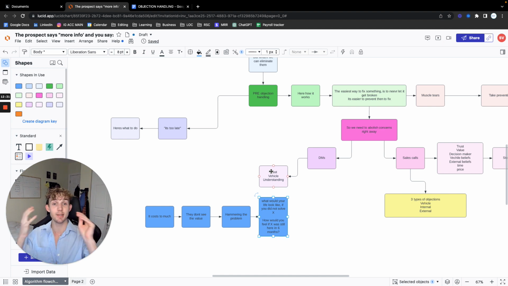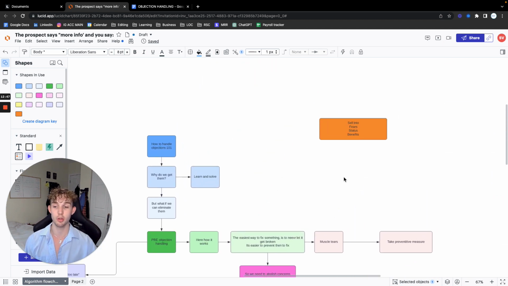Okay, like sales shouldn't be difficult. You shouldn't be hopping on a call answering 20 questions at the end because they're so unsure. You should have done a good enough job telling your story, selling yourself, and selling them on either their fears, their status, or the benefits. So at the end of the call, they don't have any questions other than when can we get started.